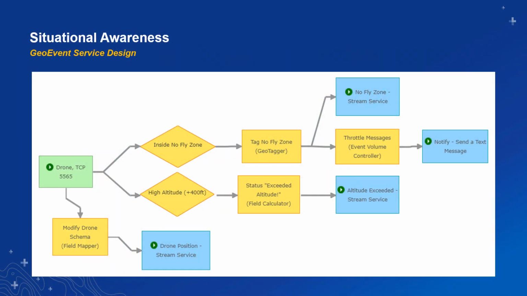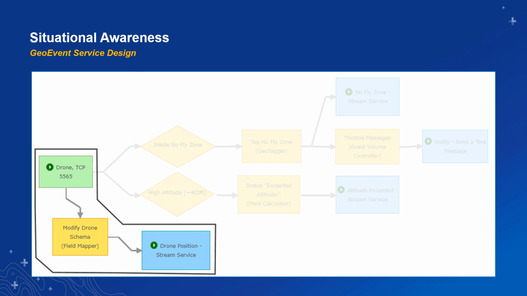Here's the GeoEvent service that enabled the demonstration Greg just shared with us. Let's take a closer look at the event routing, filtering, and processing the GeoEvent service is performing. First, we see an input connector receiving data from the GeoEvent simulator. Drone position reports are being received over a TCP socket connection in real time.